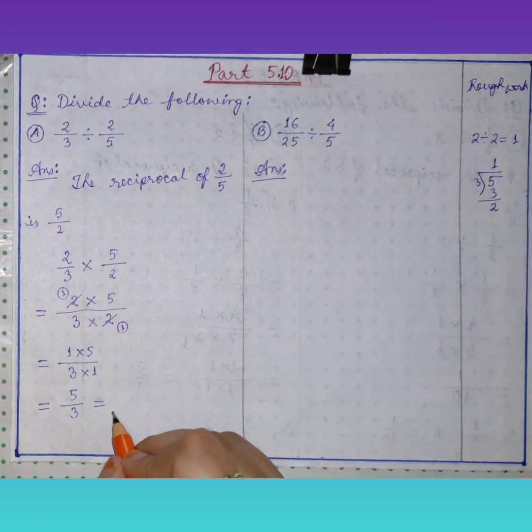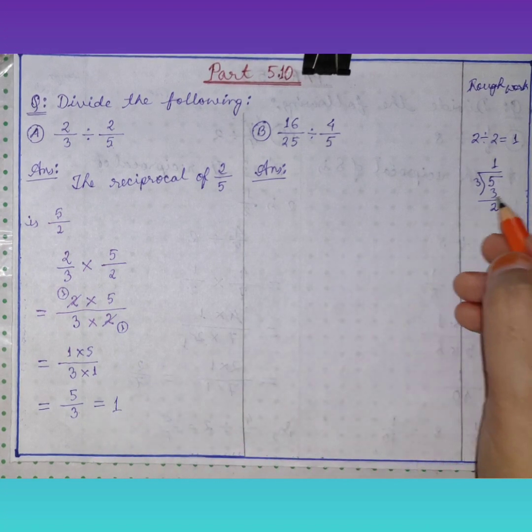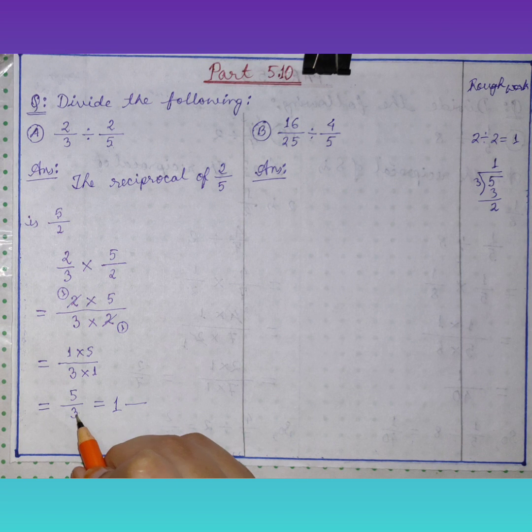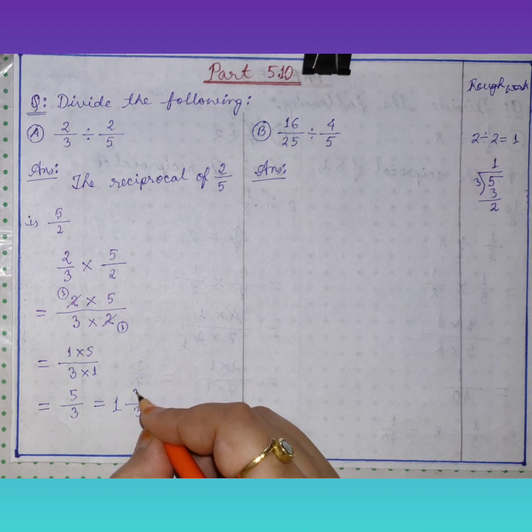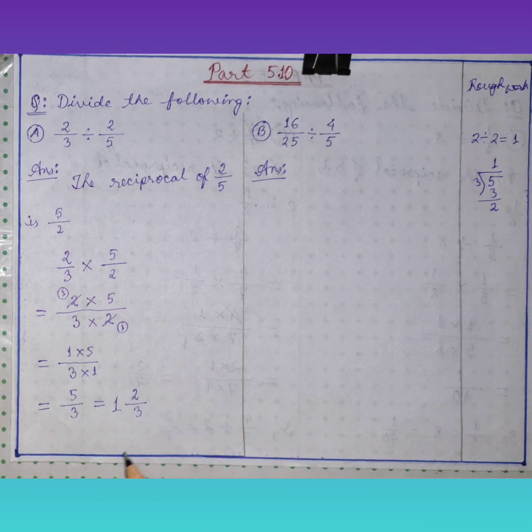The quotient will be the whole number, right? And the denominator will be the same, that is 3. And the remainder will be the numerator of the proper fraction, that is 2. And what answer did we get? 1 and 2 by 3, right? So 2 upon 3 divided by 2 upon 5, the answer is 1 and 2 by 3.